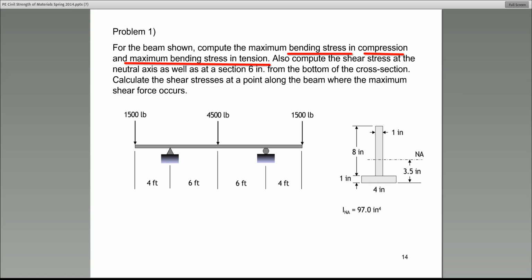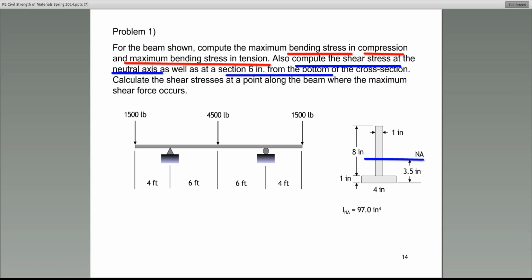The second part of the problem says, also please compute the shear stress at the neutral axis and also at a section 6 inches from the bottom. They're talking about the neutral axis of the cross section. The cross section, as you notice here, is an inverted T section. All right? And here we are given the loading.